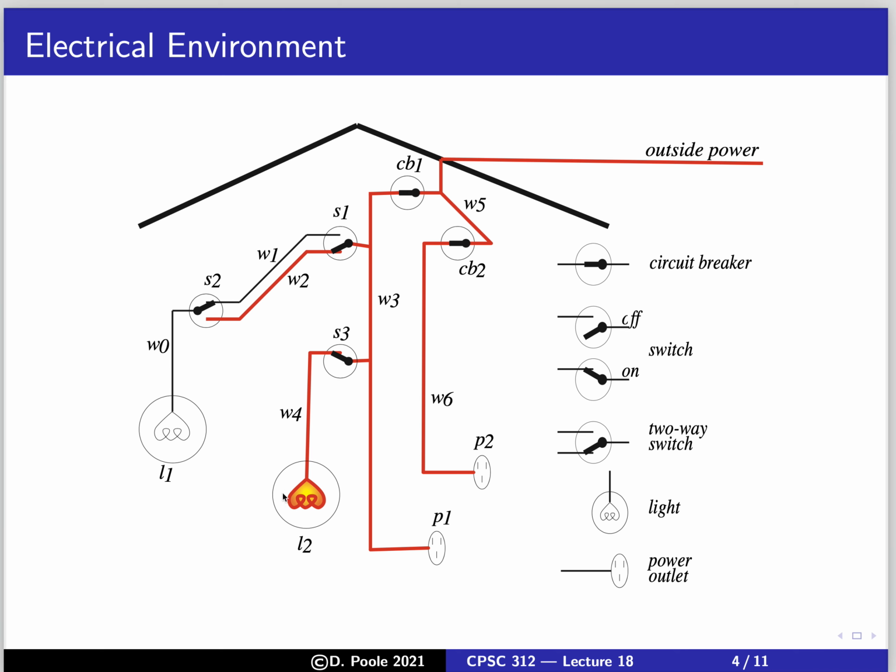And now we have this again. S3 is a switch, and when it's up and there's power in the outside, from the outside it comes through circuit breaker 1, comes through W1. If it's up, it goes to W1, and L2 is lit. Okay, so that's an ongoing example we're going to use.